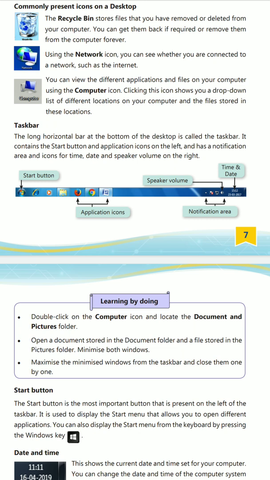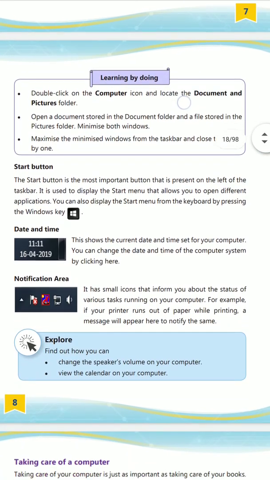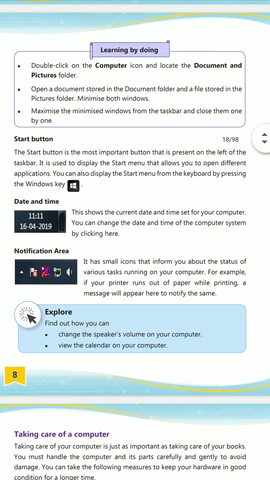It contains a start button, application icons on the left, and has a notification area with icons, time, and speaker volume on its right side. What is a start button? The start button is the most important button, present at the left of the taskbar, and it displays the start menu that allows you to open different applications.